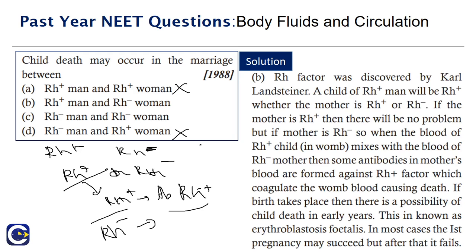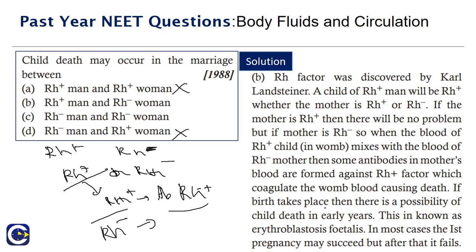Rh factor was discovered by Carl Landsteiner. A child of an Rh positive man will be Rh positive whether the mother is Rh negative or Rh positive. If the mother is Rh positive, then there will be no problem. But if the mother is Rh negative, so the blood of Rh positive mixes with the blood of the Rh negative, then some antibodies in the mother are formed against the Rh positive factor, which coagulate the womb blood, causing death.